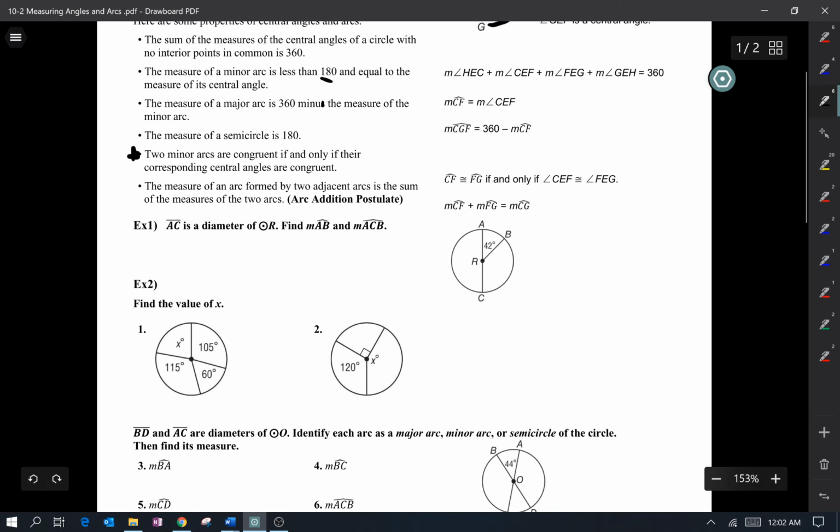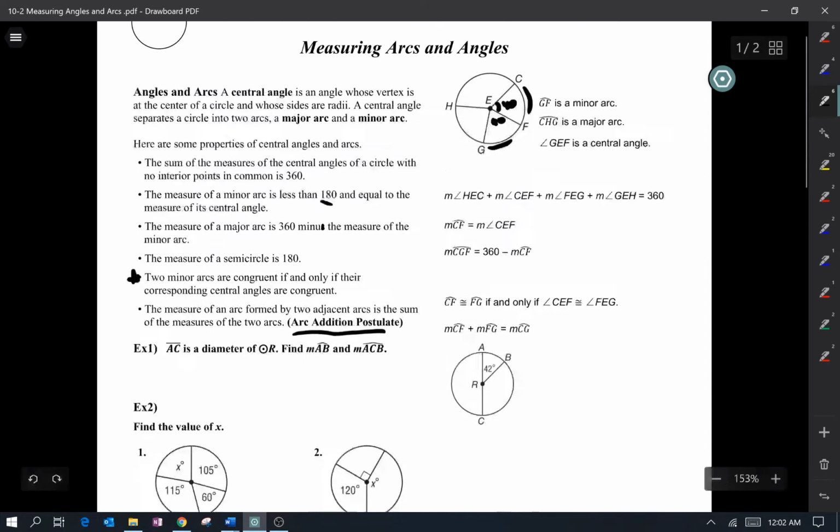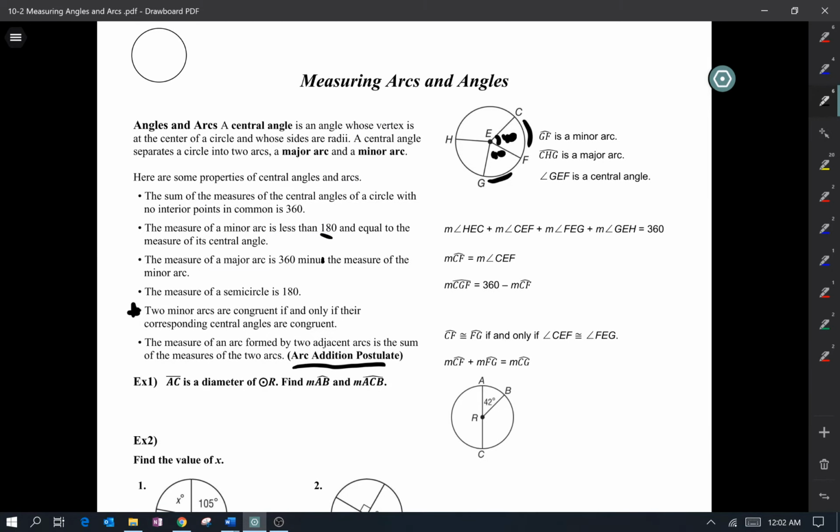And the arc addition postulate, we don't really have to worry about that. That just says you can add two arcs together, right? So the arc addition postulate basically says if you add this arc with that arc, they make the whole arc. So if you add arc GF with CF, they're going to make arc GFC.